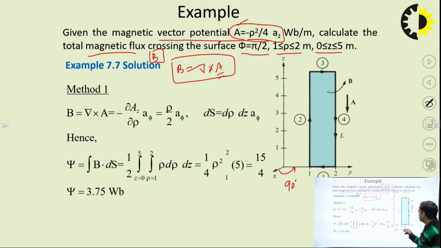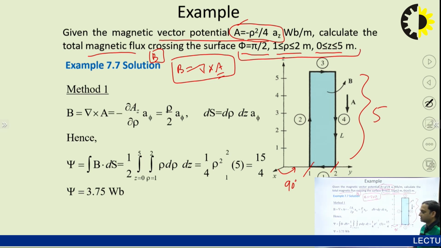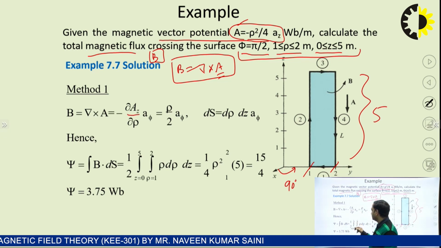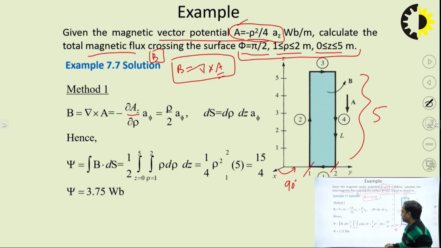So rho is 1 to 2. This is the surface, rho is from 1 to 2, and z is 0 to 5. So the total length is 5. This is the surface which is created. What we require is to find how much flux is passing through the surface, del cross A. As A is given, because this is the cylindrical coordinate system, based on this we can see this is the cylindrical coordinate system. So del cross A will be del Az upon del rho into a phi. Here we can put the value of A and differentiate it.